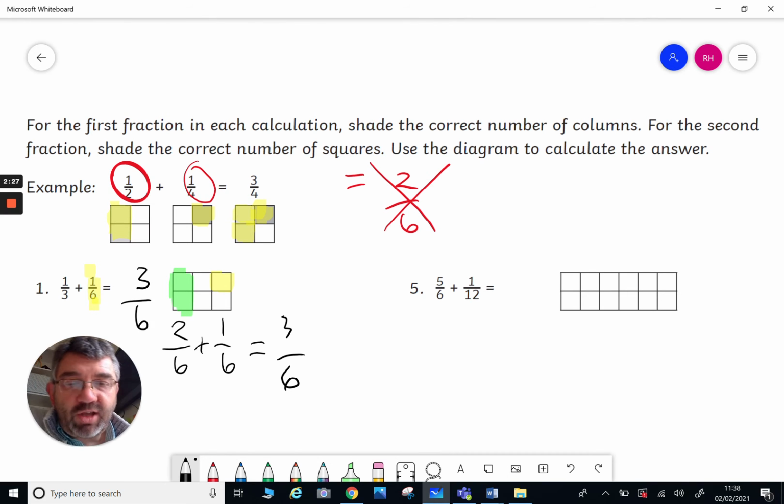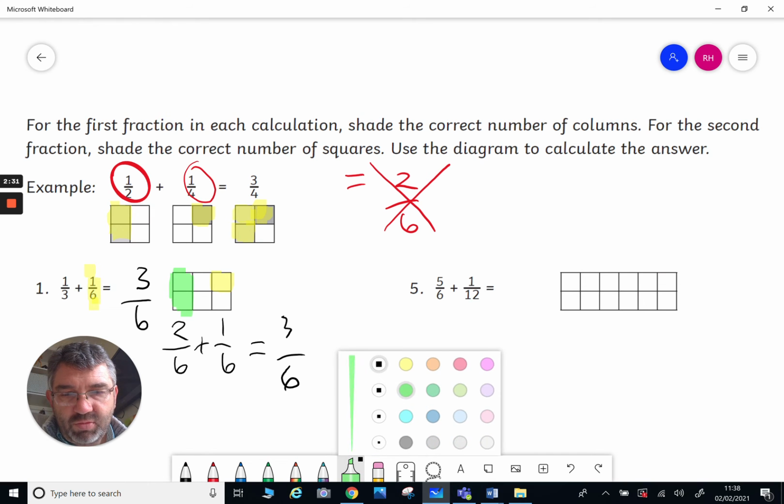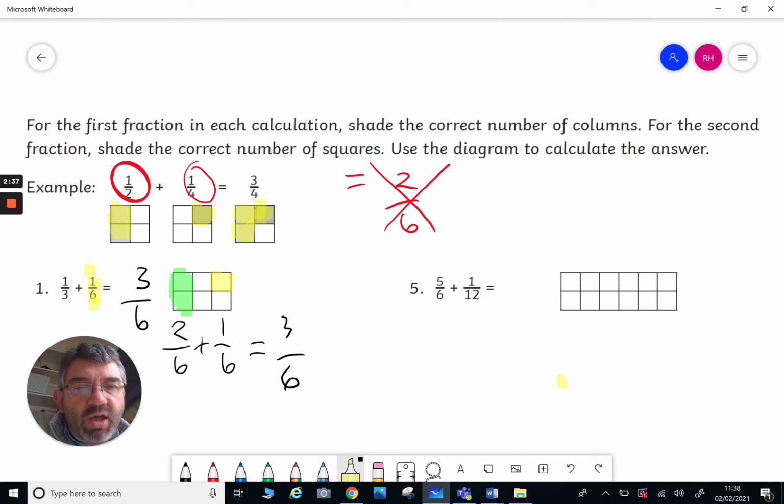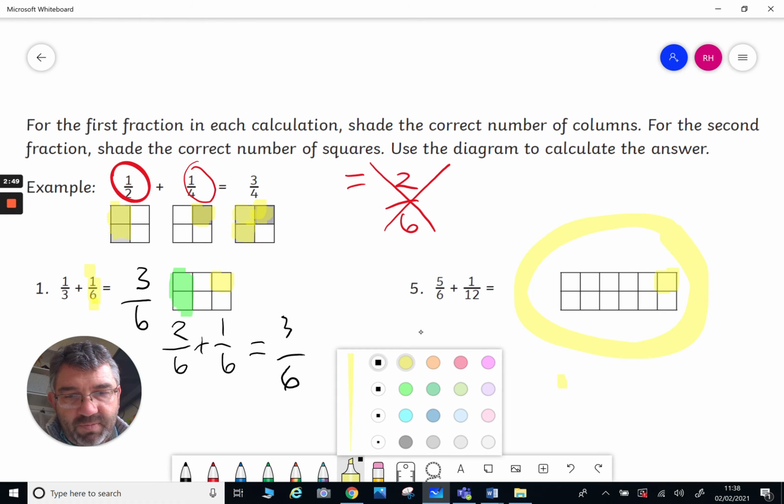We'll do another example then on this side. Come back to our highlighter moment. There we are. Go back to yellow. Okay, we've got now over this side 5/6 and 1/12. So over here, we've drawn out then a box with 12 parts for the 12ths. 1/12. There we are. Let us shade 1/12. Change my color to green.